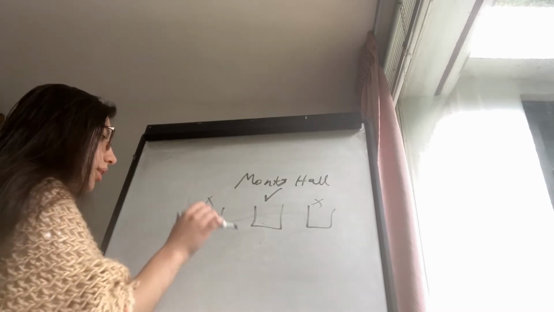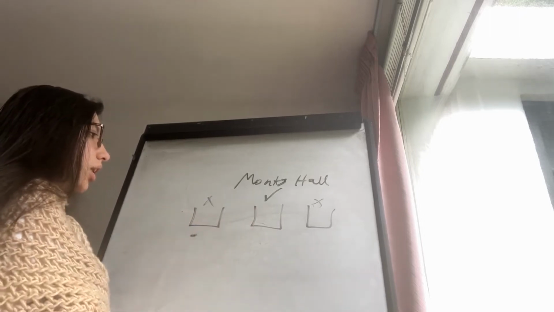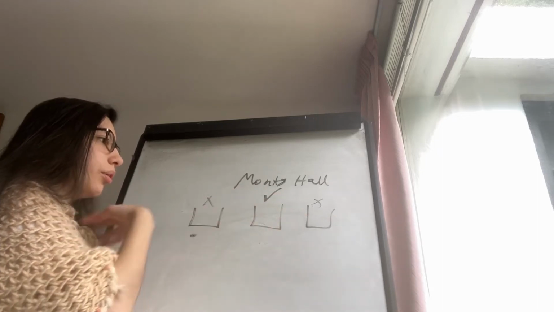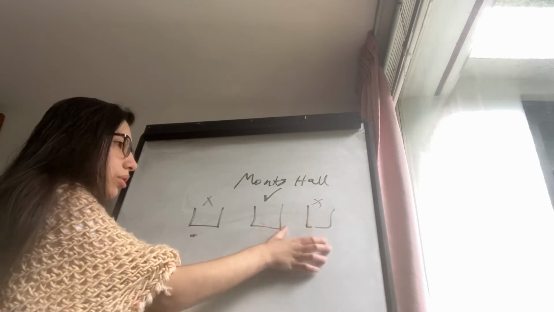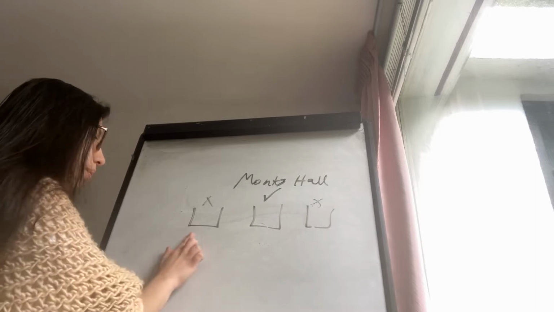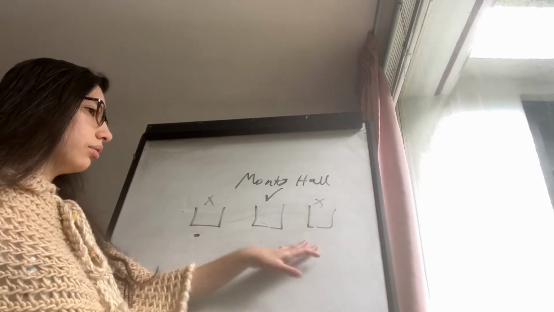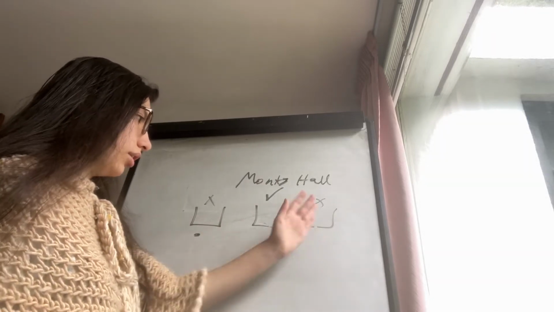The person selects one of them, for example this one, and then the person that is running the problem would show one of the other doors that are left, but one that does not have the prize. So if the person selects this, the other person, the one running this, would show this door.